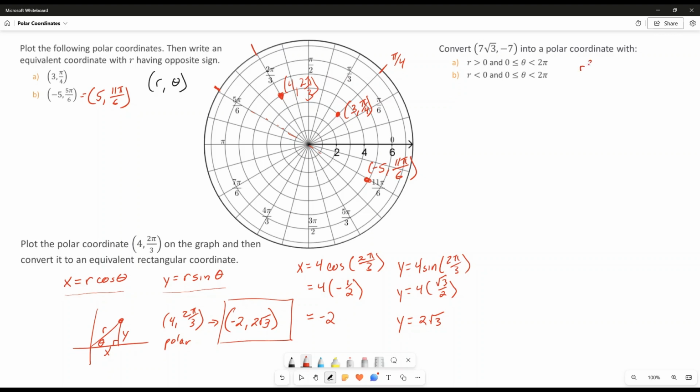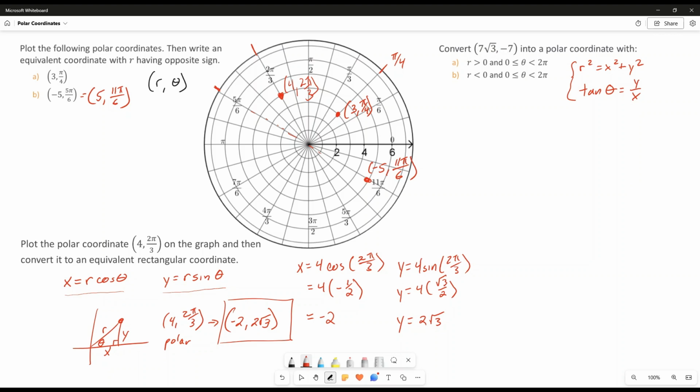We can use r² = x² + y², and then we can also use tan θ = y/x. So these are the two that we can use. If we know x and y, we can then find r and θ. Okay, so in this example, our rectangular coordinate is (7√3, -7).